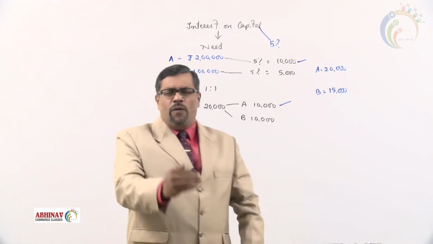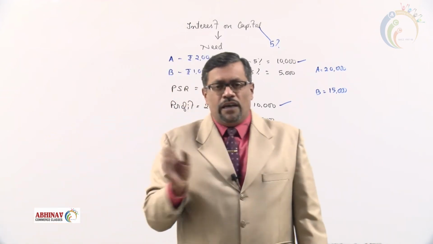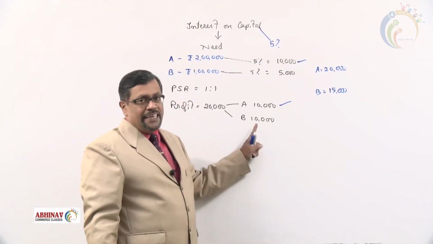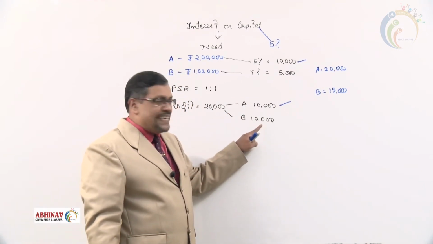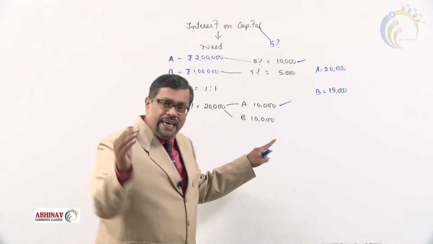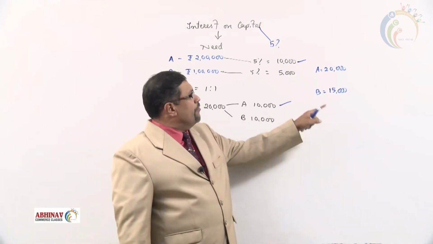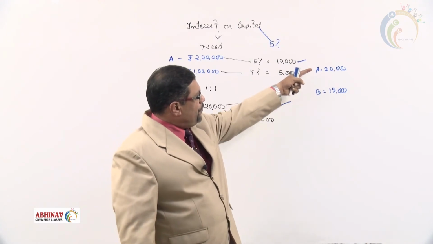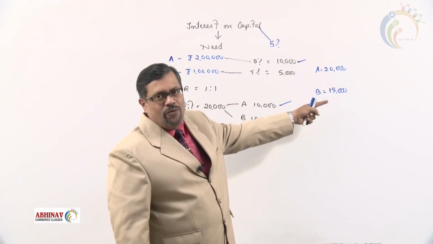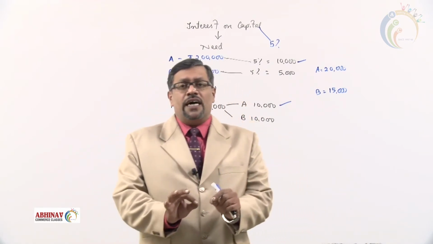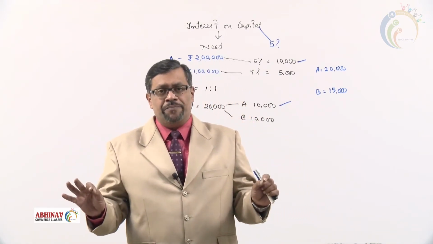The basic concept is that one who invests more should get more. But if the profit sharing ratio is equal, that is not so. B is getting undue advantage. To cut off that advantage, interest on capital is given, wherein now A gets sufficient profits and B gets less than what A gets. This is the only need to charge interest on capital.